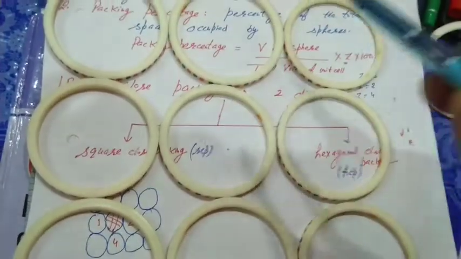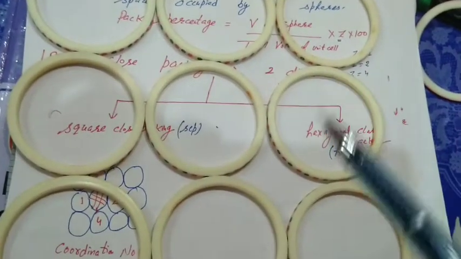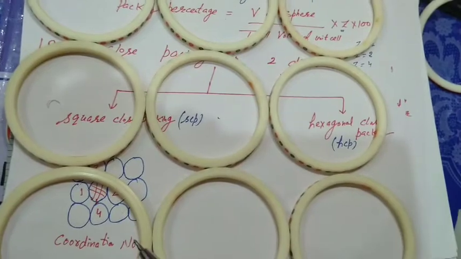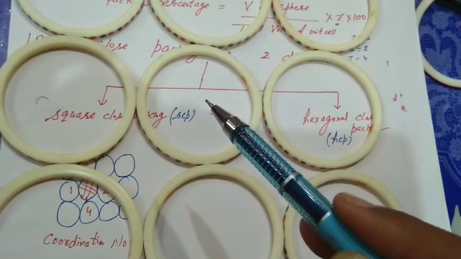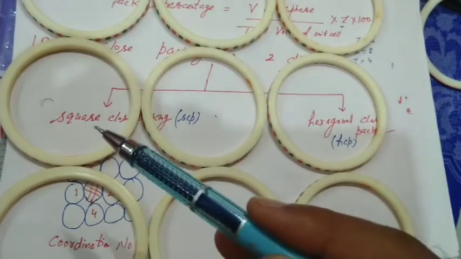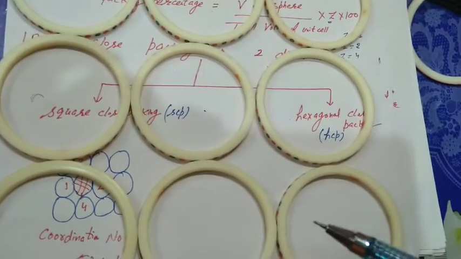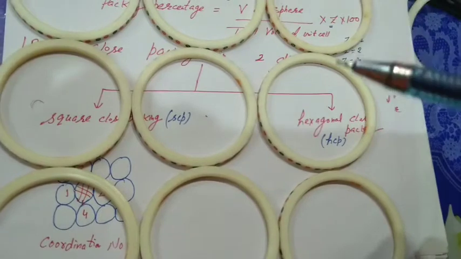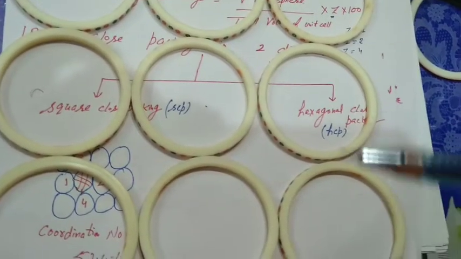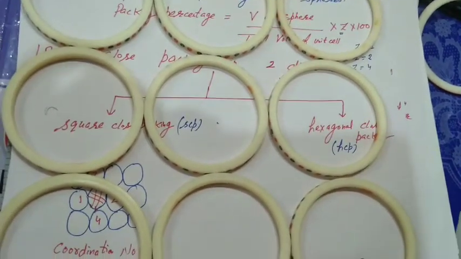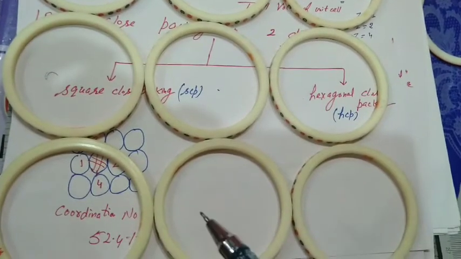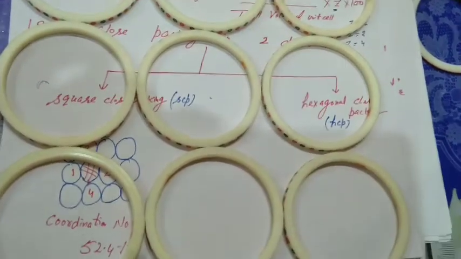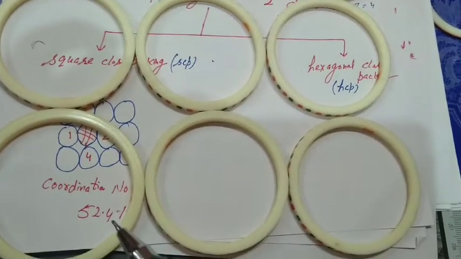You know, square has 4 edges. Only you have to mention this. In this, spheres in second row are placed exactly above the spheres of first row. It is called AAAA arrangement. Same pattern is repeated. That is, second row is same as the first row. It is called AAAA arrangement. The coordination number in this case is 4 and packing percentage is 52.4%.